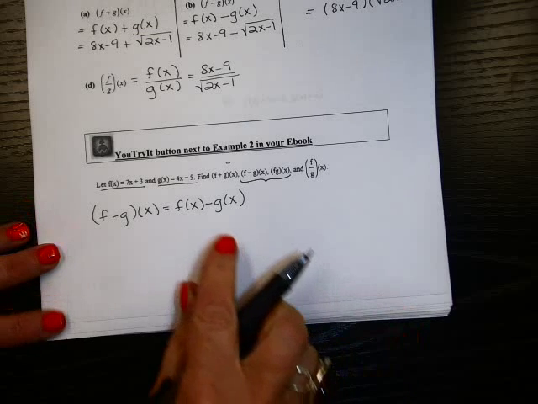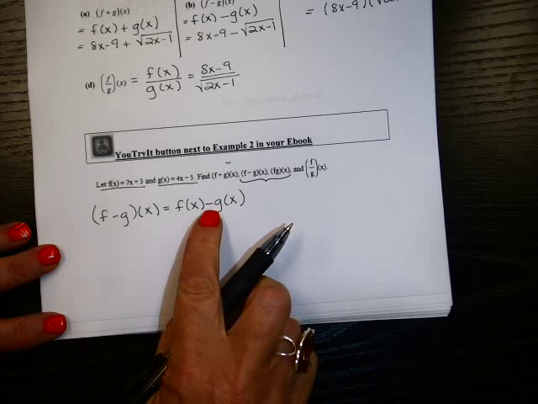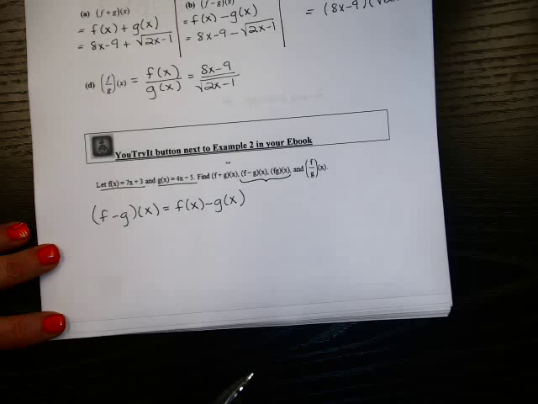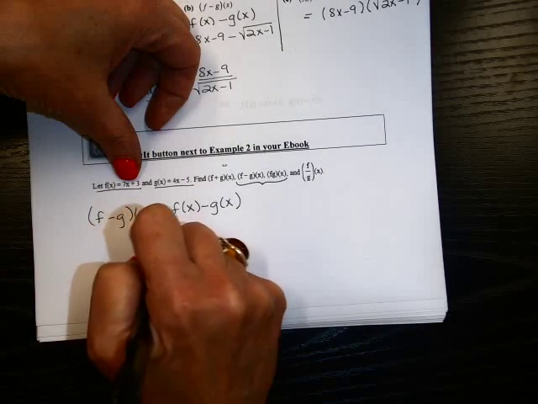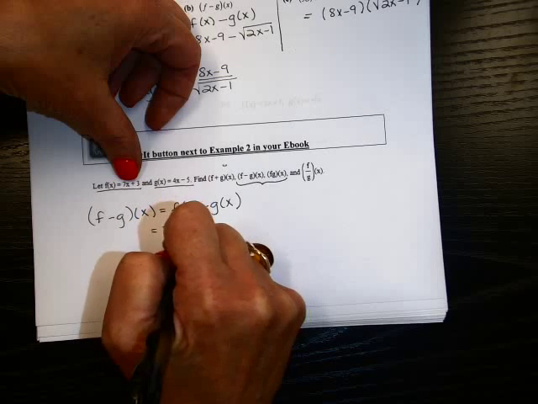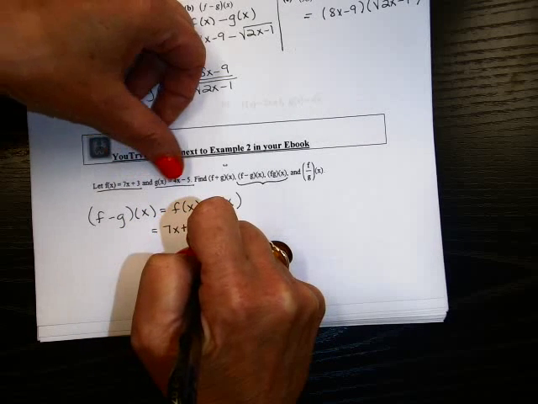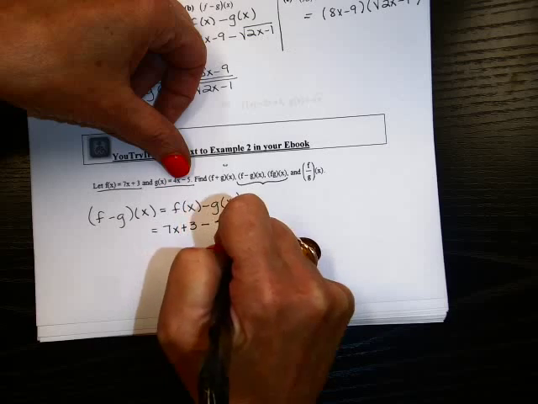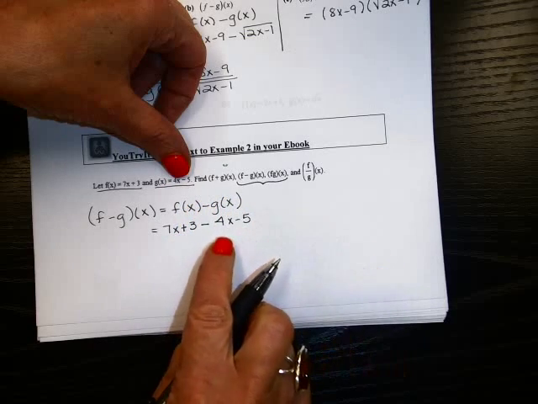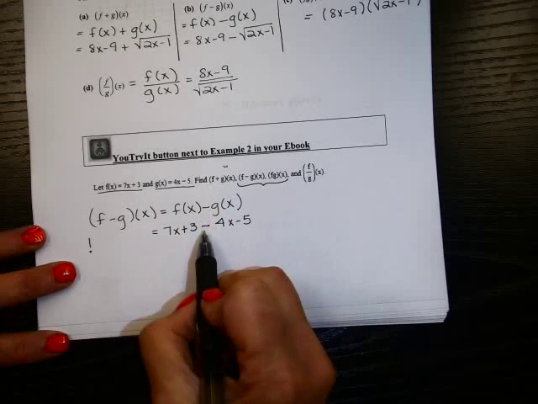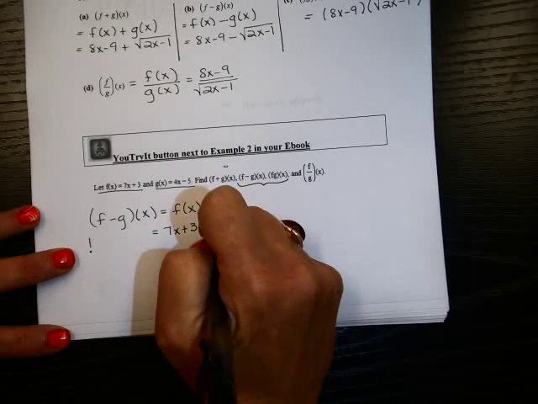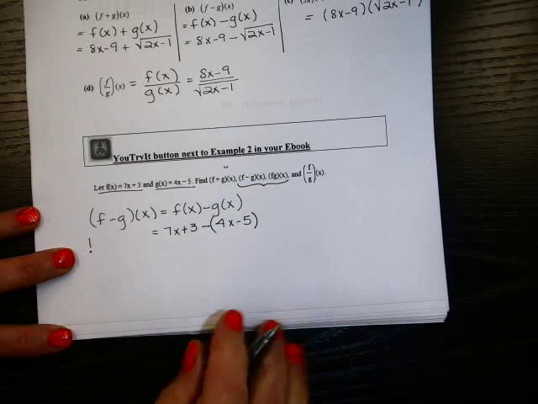I want to point out the caution about when there's a minus sign. So let's do this operation. So f of x is 7x plus 3 minus g of x, which is 4x minus 5. Watch out. Big time issue here. It's not minus 4x. It's minus that whole function.